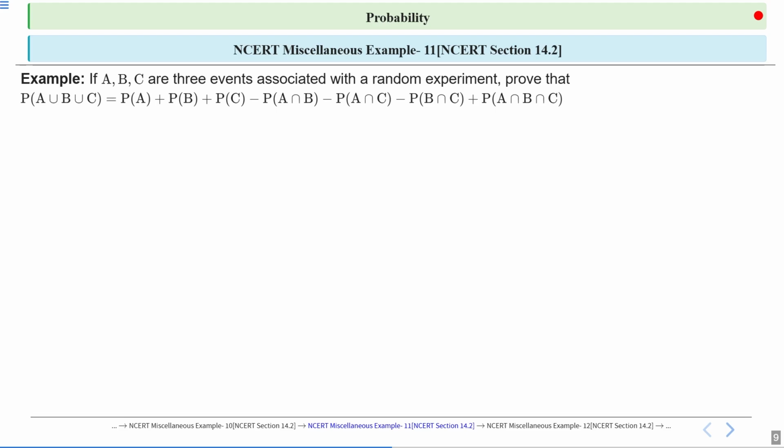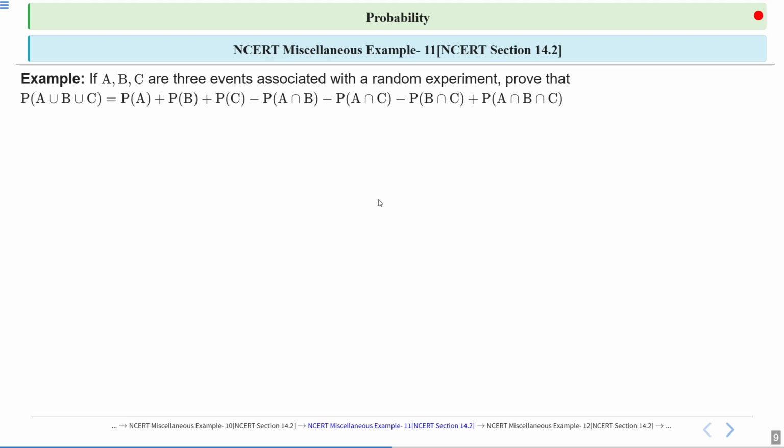For 2 events we have already proved that the probability of A union B is equal to the probability of A plus the probability of B minus the probability of A intersection B. Now for 3 events, we have to prove that the probability of A union B union C equals the probability of A plus B plus C, minus the pairwise intersections, plus the probability of A intersection B intersection C. Students, first of all, try it yourself.